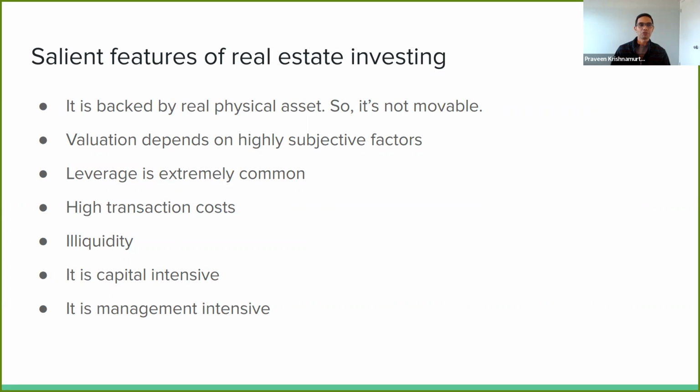And what are some of the salient features of investing? What are some of the highlights, and how does this look different than other forms of investment? Well, firstly, it's backed by real physical assets, and it's not movable. And this has a lot of ramifications. So you're bound to the local laws and policies like building laws, tenant protection laws, taxation, local weather, climate. All these have an impact.